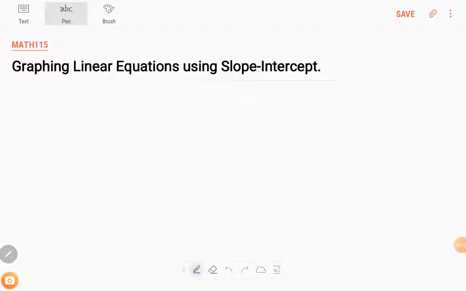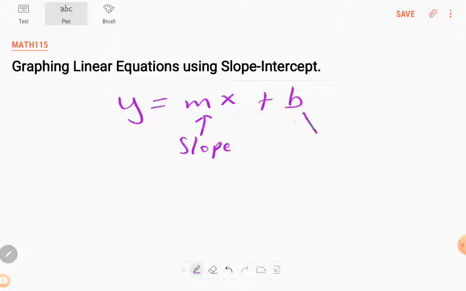Okay, in this video we're going to be looking at graphing linear equations using slope-intercept form. A linear equation written in slope-intercept form is y equals mx plus b, where m represents the slope and b represents the y-intercept. So the y-intercept is equal to that b value, and the slope is this m.